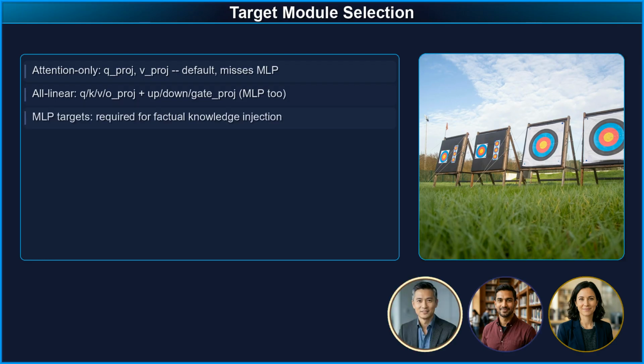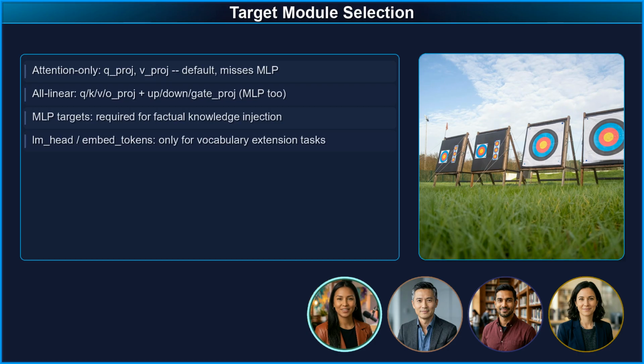Good point, Arjun. MLP targets matter most when the task requires factual knowledge injection, teaching the model a new domain's terminology, specific dates or figures or procedures it has not seen. For purely stylistic adaptation, the attention layers are often sufficient, and the MLP targets add training overhead without meaningful quality gain.